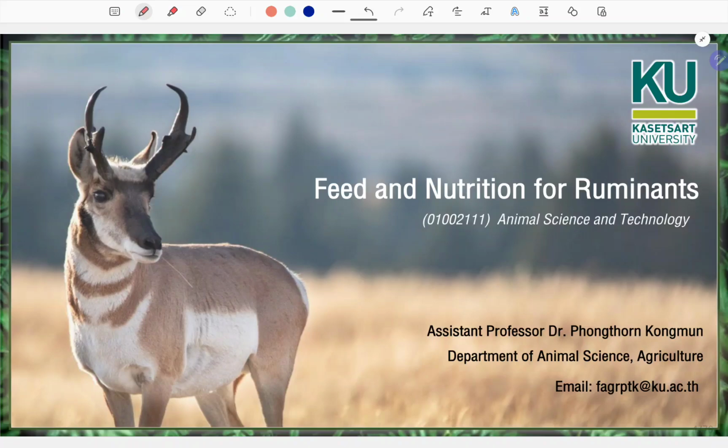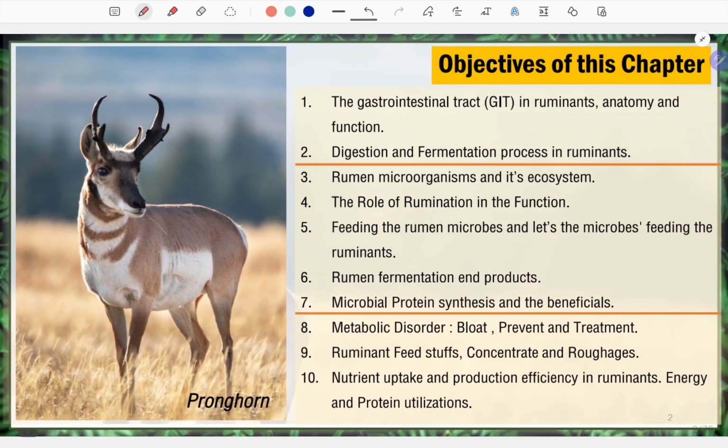It's just an introduction to the nutrition of ruminants, or ruminant nutrition. The objective of this chapter is divided into three parts. The first will explain the gastrointestinal tract of the ruminant, its anatomy and functions. The second is about digestion and fermentation processes in ruminants. This is the first part.